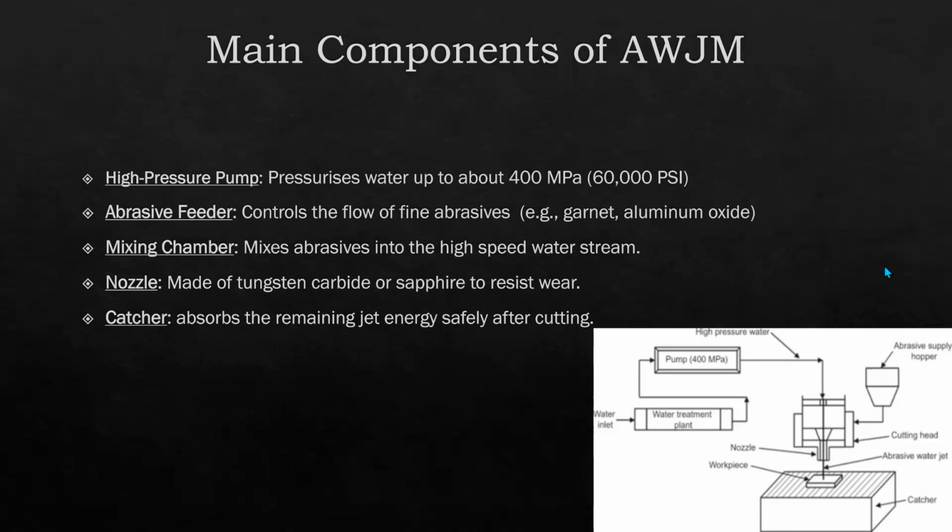The nozzle is made of durable material like tungsten carbide or sapphire, and it focuses and directs the jet towards the workpiece. And finally, underneath the work area is a catcher, which absorbs the remaining energy of the jet once the cut is complete.